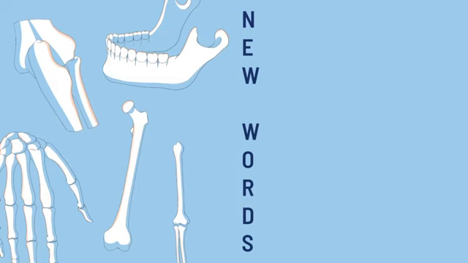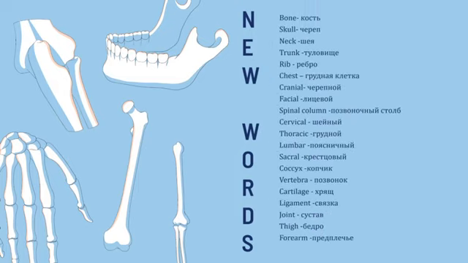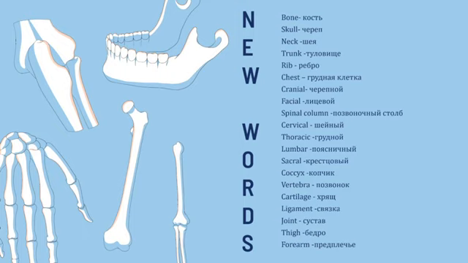New words in the text: bone – кость, skull – череп, neck – шея, trunk – туловище, rib – ребро, chest – грудная клетка, cranial – черепной, facial – лицевой, spinal column – позвоночный столб, cervical – шейный, thoracic – грудной, lumbar – поясничный, sacral – крестцовый, coccyx – копчик, vertebrae – позвонок, cartilage – хрящ, ligament – связка, joint – сустав, thigh – бедро, forearm – предплечье.